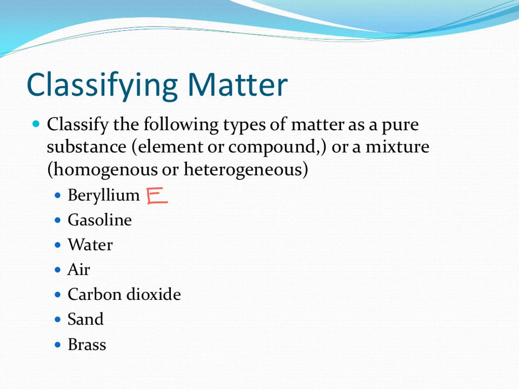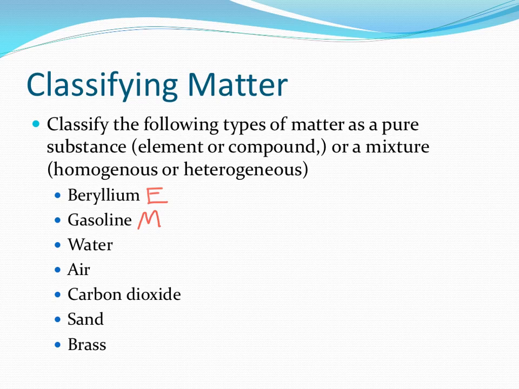Gasoline is mainly made of octane, although actually there's other things mixed in together. So octane would be a compound, which is a pure substance. However, there's other additives in there, such as detergents and such. So this is a mixture. Now, because you cannot tell a difference between one spot to the next, it is a homogeneous mixture. So, mixture. Okay?